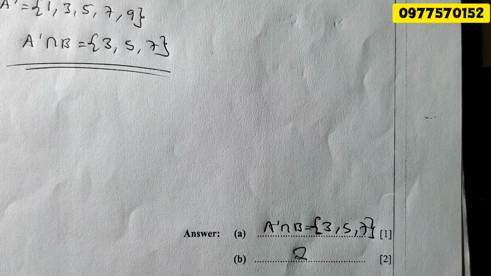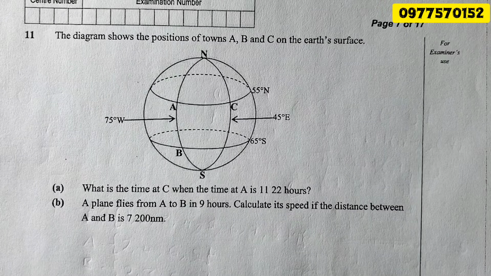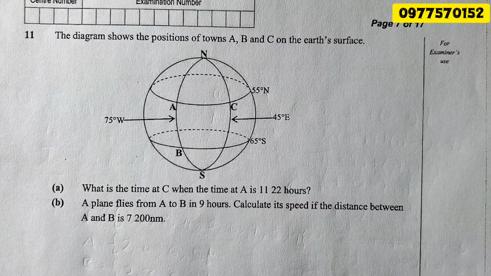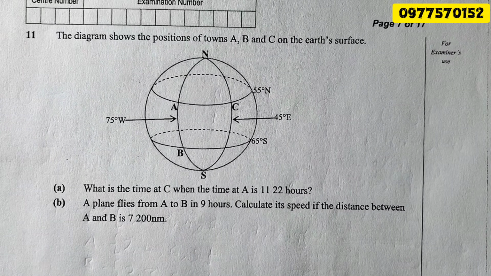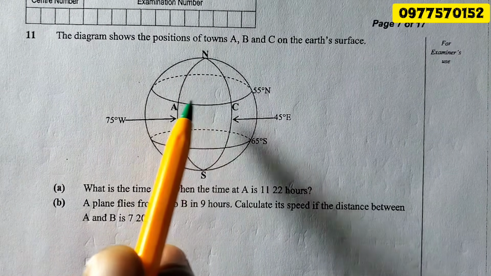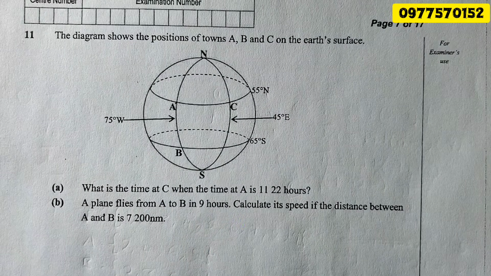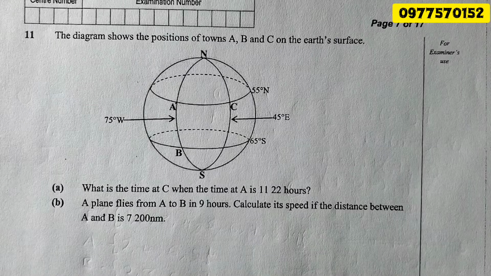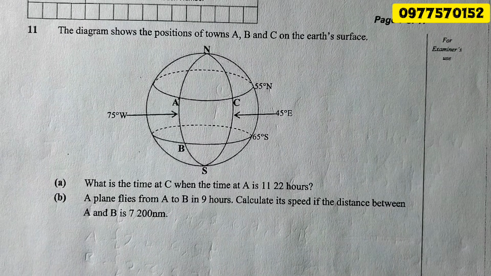Okay, let's go to question 11. Okay, so this is question 11, my good friends. The diagram shows the positions of towns A, B, C, and D on the Earth's surface. What is the time at C when the time at A is 11:22 hours? Okay, 11:22 hours. This is very simple. So this is what we're going to do.